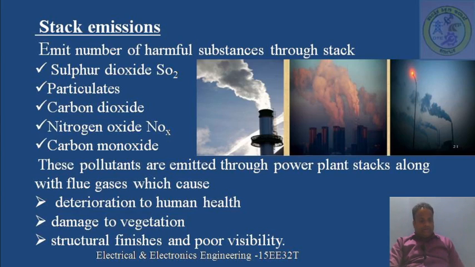The types of harmful substances emitted through the stack of the power plant are sulfur dioxide, particulates, carbon dioxide, nitrogen oxide, carbon monoxide, etc. These are the various harmful substances which are emitted from the stack of a power plant.